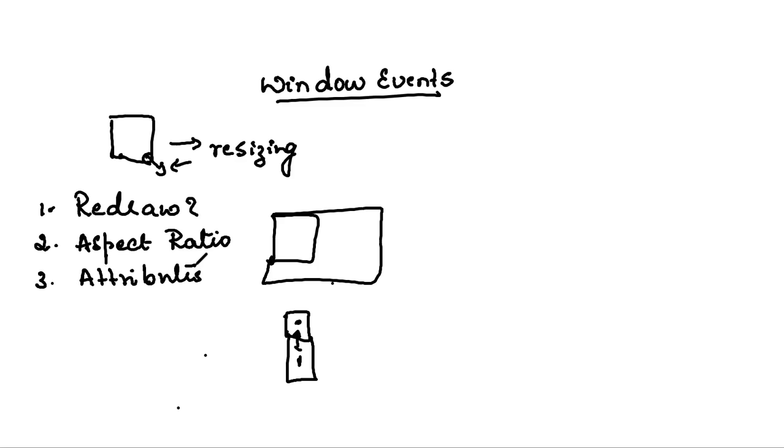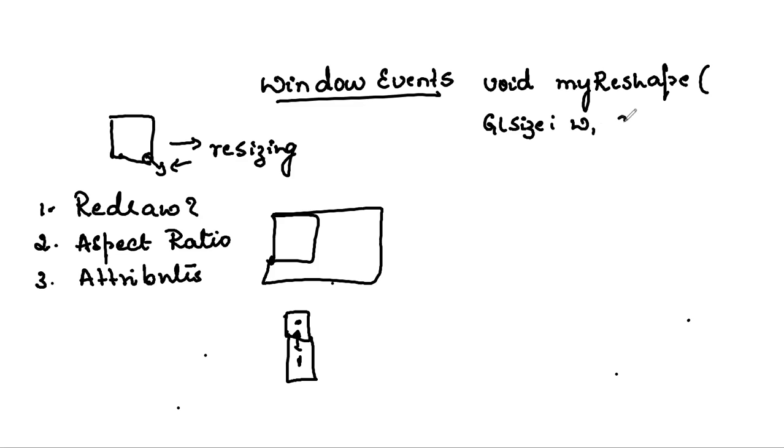Now let us see how to do this. And this will be done here within void my reshape function. That is, in order to consider all of these three parameters, we write a function called my reshape function. And this will take two arguments, that is GLsizei for the width and GLsizei for the height. So this takes two arguments.